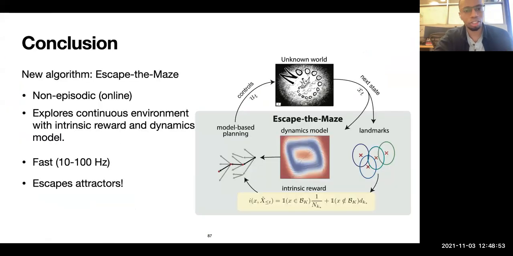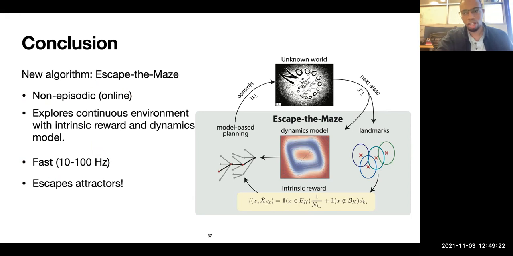And so to conclude the talk, here we introduced Escape the Maze, a model-based control algorithm that's designed for exploration and online exploration. So there are a lot of cool things. One, as I just said, it's well suited for this online non-episodic task. And here we've already shown theoretically and empirically that it is able to explore these continuous environments using a very simple reward function and a very simple uncertainty-aware dynamics model.